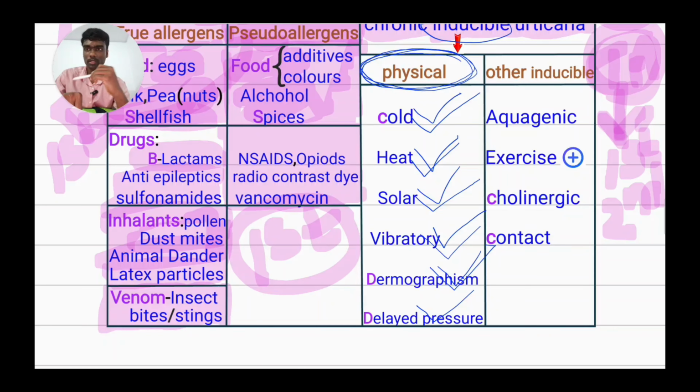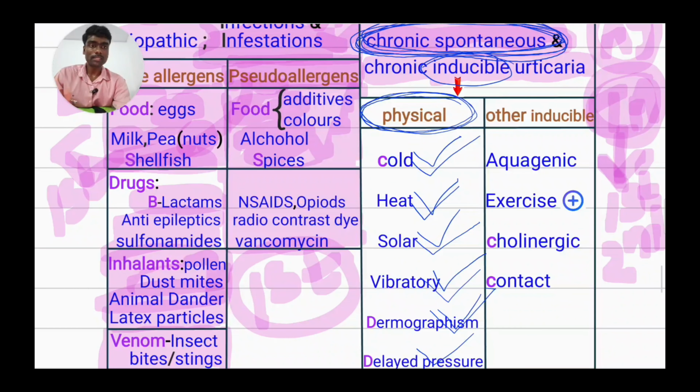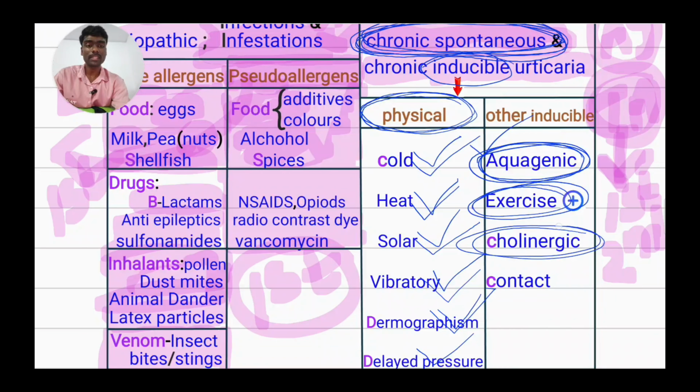If we stroke the skin with a blunt object, on that stroked area we will get erythema, edema. Other inducible causes are aquagenic urticaria. If we get exposed to water, irrespective of the temperature of the water, we will develop urticaria. That is aquagenic urticaria. Exercise induced urticaria, cholinergic urticaria, contact urticaria. If we come in contact with latex and develop urticaria, it is contact urticaria.